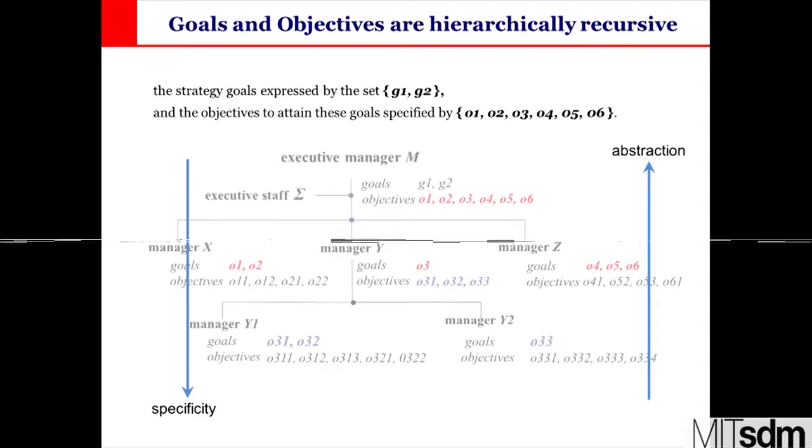Now notice what happens. The further down the organization tree you go, the more specific the goals and objectives become. The higher you go in this goals and objectives hierarchy, the more abstract it becomes. So the question is really to make abstraction and specificity come together in a cohesive way, and that can be organizationally designed.